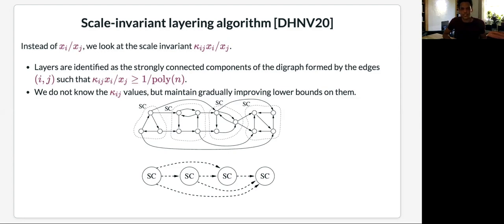And we create a layer whenever this ratio is going to be too big. So whenever that is bigger than or equal to 1 over poly n, we add an edge to the graph, and we look at the strongly connected components of this graph, and these strongly connected components will correspond to our layers. If we now contract these layers, then we get an acyclic graph, and the layers are given by an ordering of this acyclic graph.